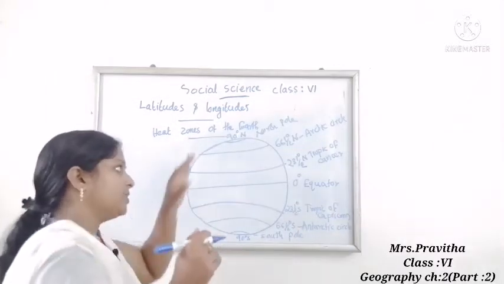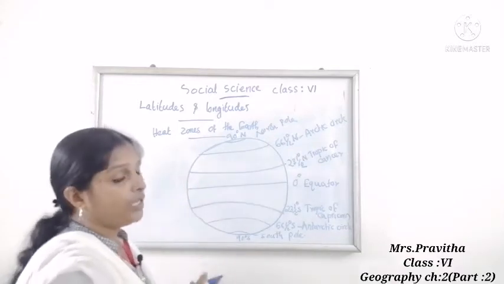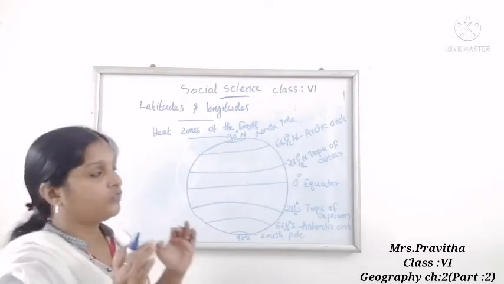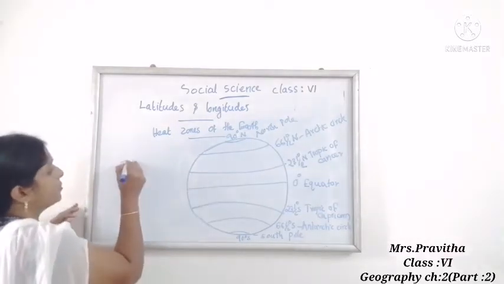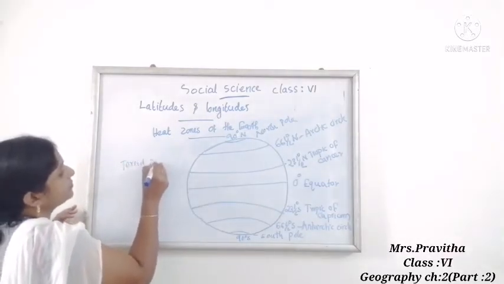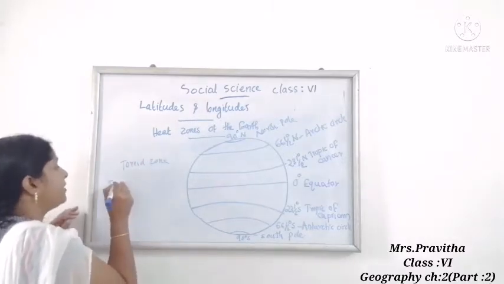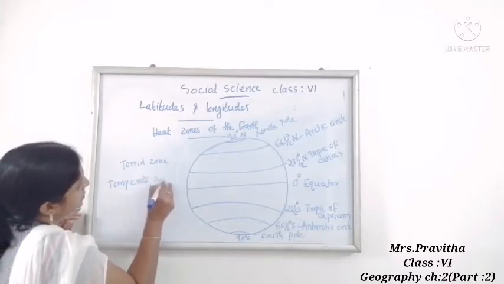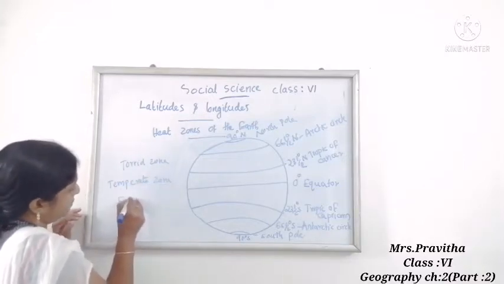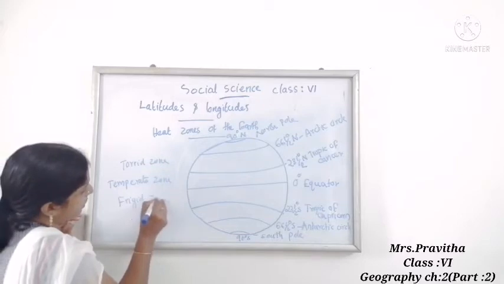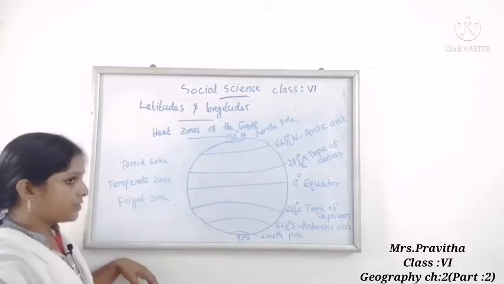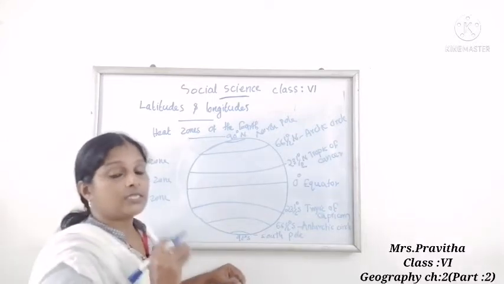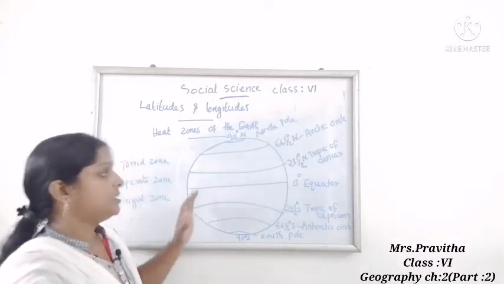Now we will divide, based on the latitudes, the 3 important heat zones of the earth. The 3 major heat zones of the earth are the torrid zone, temperate zone, and frigid zone. So which are the 3 heat zones of the earth? Torrid zone, temperate zone, frigid zone. Now we will discuss in which latitudes each zone lies.